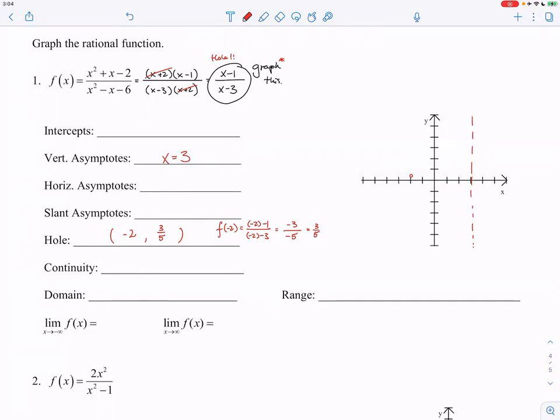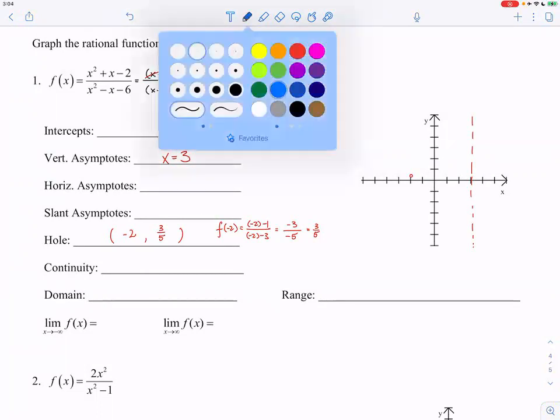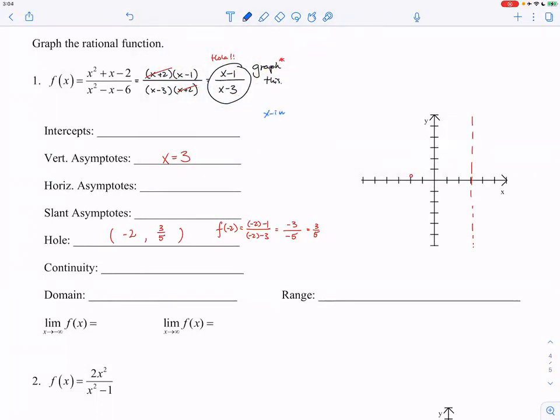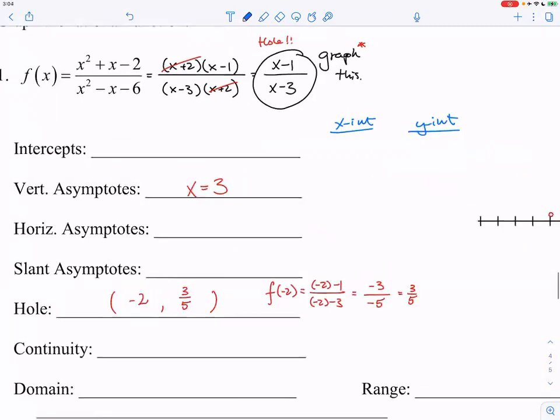So that's vertical asymptotes, very easy. Other things that are also very easy are the x-intercept and y-intercept. The x-intercept is when you have 0 for y. So we say 0 is equal to x minus 1 over x minus 3. Now, there are two ways to explain this. One is that you can multiply the denominator on both sides, so you would end up with x minus 1 equal to 0.